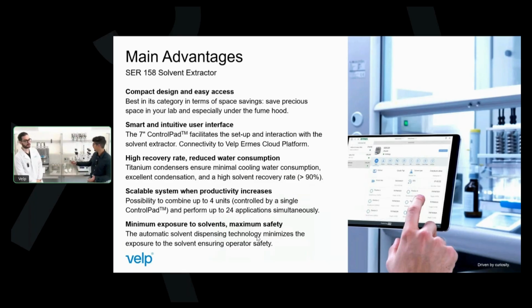Of course, as you can see here, its compactness, design, and easy access. Indeed, as Vittorio said before, usually we put our SER 158 inside the fume hood. To have a compact model is very important to save precious space in our lab and under the fume hood, as well as to have great visibility and easy access to the loading of our extraction thimbles.